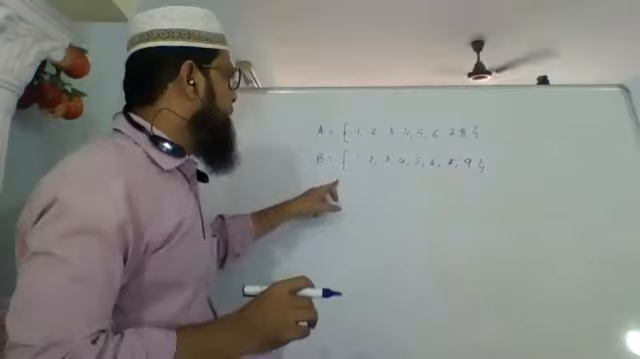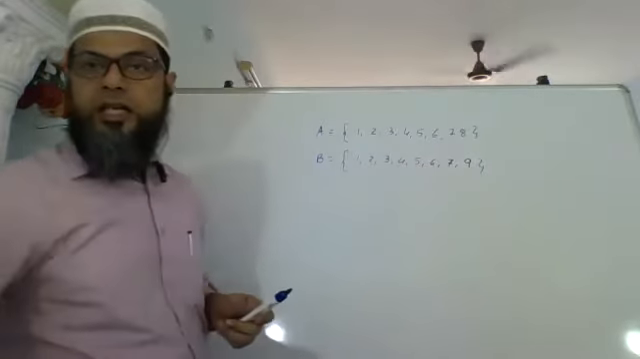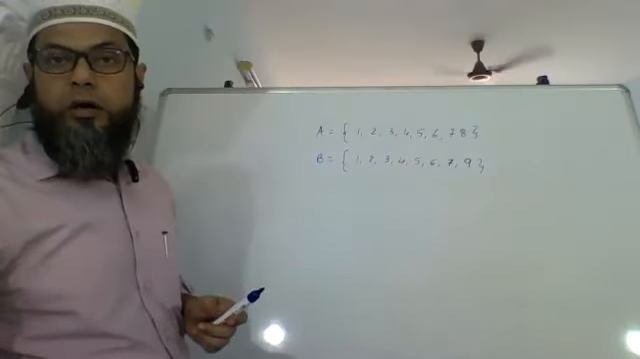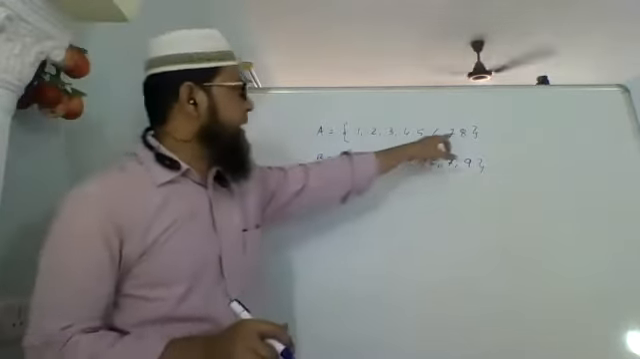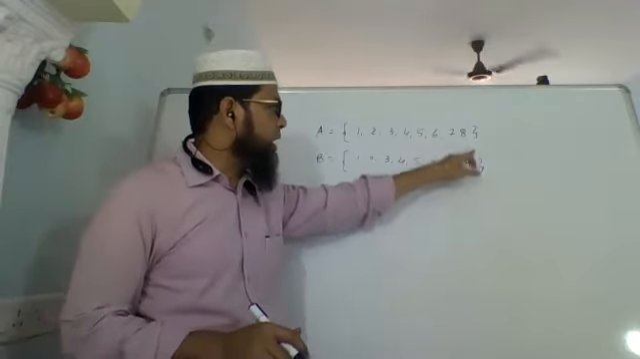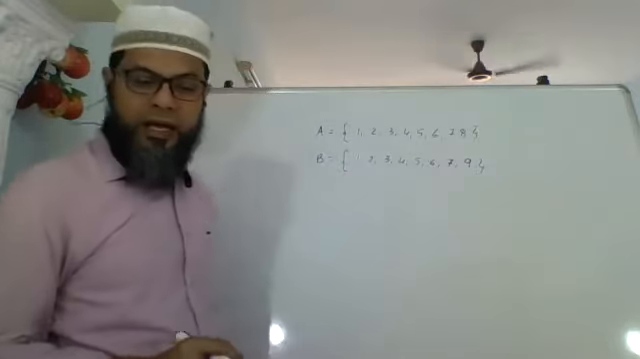इसमें भी 8 एलिमेंट्स है, इसमें भी 8 एलिमेंट्स है, still not equal because all the elements that are there in A are not there in B, and all that are there in B are not there in A.